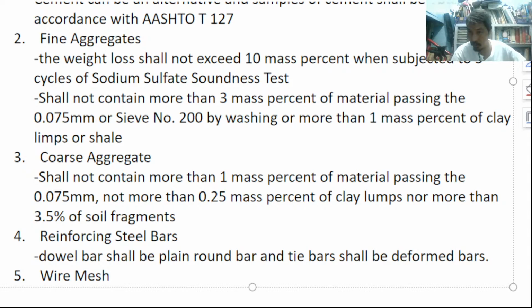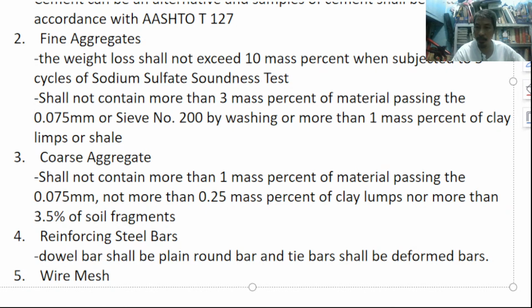Tie bars shall be deformed bars though. So main bars are plain round bars. That is according to the rule. Because these dowel bars are connecting the highway components across the joints, that's why we need them to be plain. Otherwise, there would be so much cracking that could be noticed along the joints.